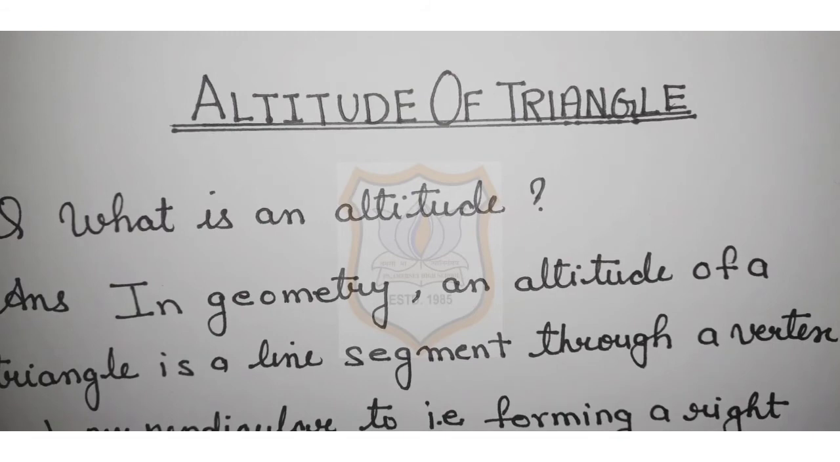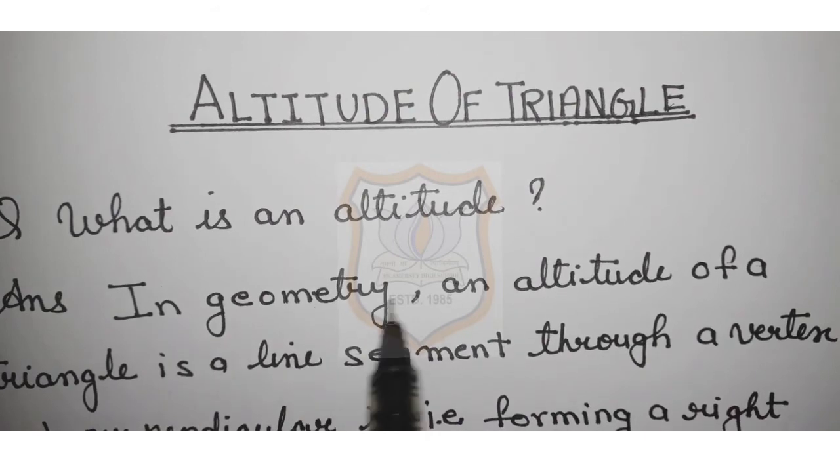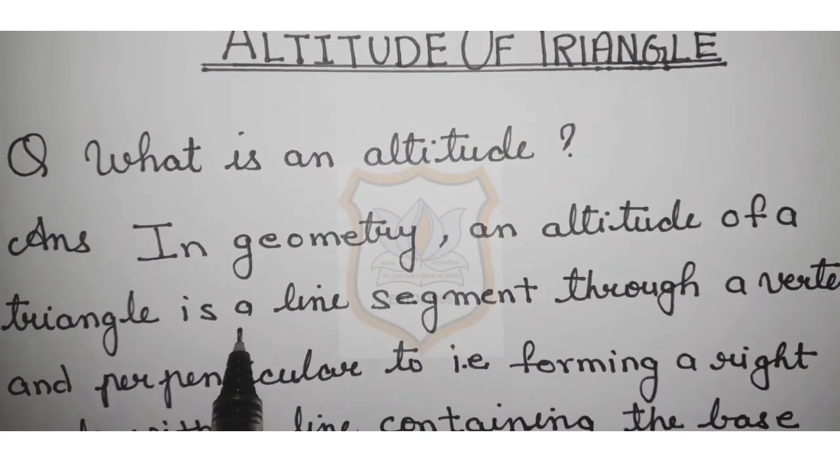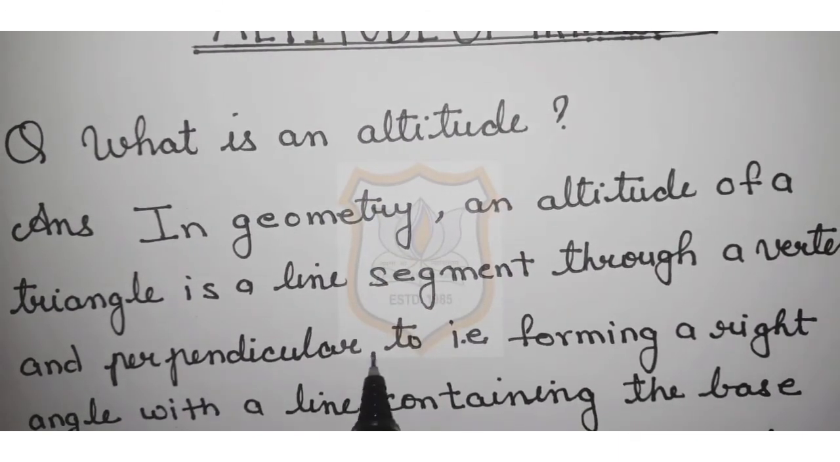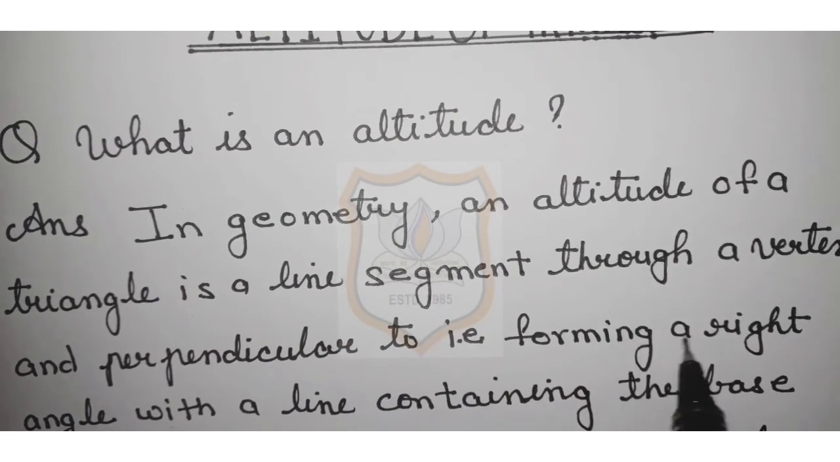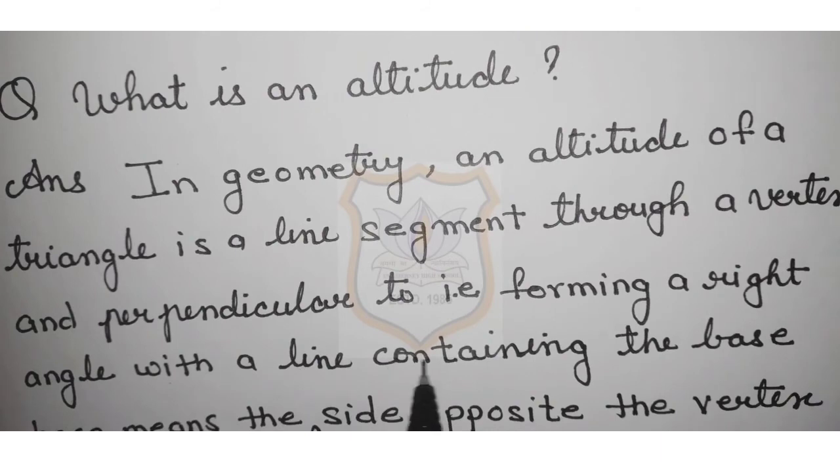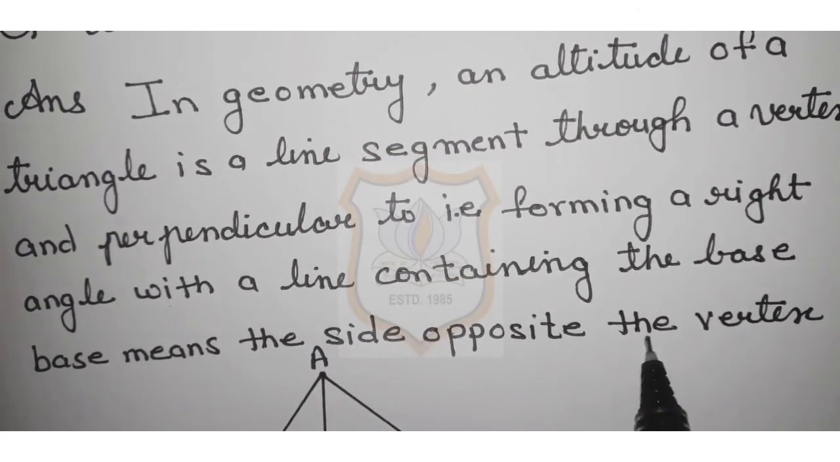Now students, our next topic is altitude. Altitude of a triangle. Now the question is, what is an altitude? The answer to this question is, in geometry, an altitude of a triangle is a line segment through a vertex and perpendicular to, it means forming a right angle with, a line containing the base. Base means the side opposite the vertex.